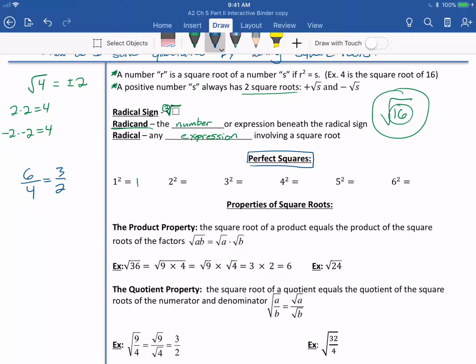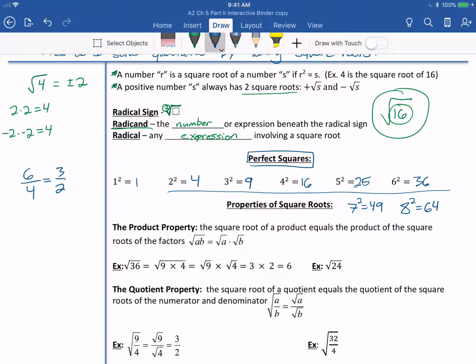1 squared is obviously 1. 2 squared is 4. 3 squared is 9. 4 squared is 16. 5 squared is 25. 6 squared is 36. Maybe I'll just go a couple more here. It might come in here. 7 squared is 49, and then 8 squared is 64. All right, 9 squared is 81, 10 squared is 100. All right, but these top ones up here are going to be the ones that we're going to look at today to factor out of these radicals, and we're going to look at that in a couple examples here.